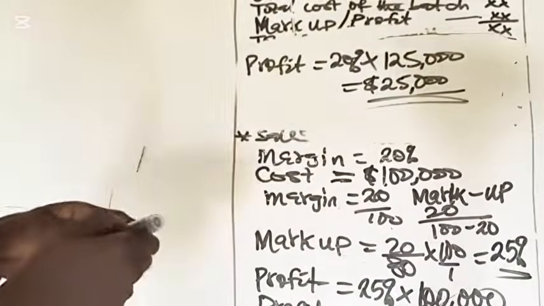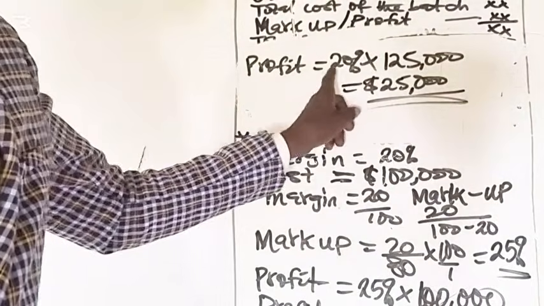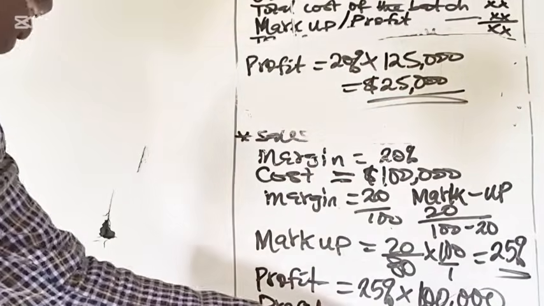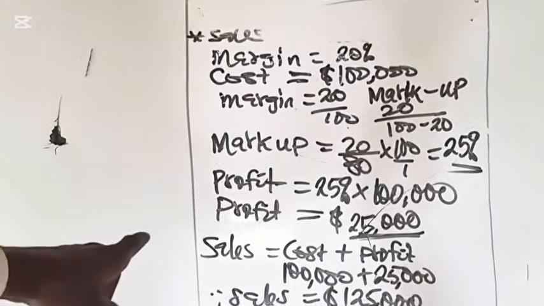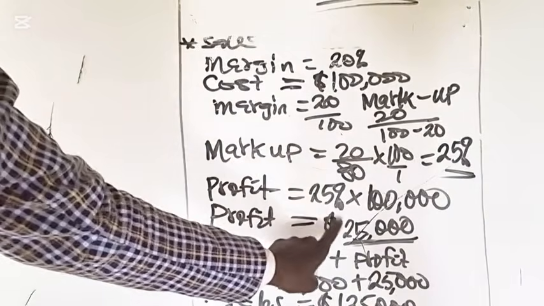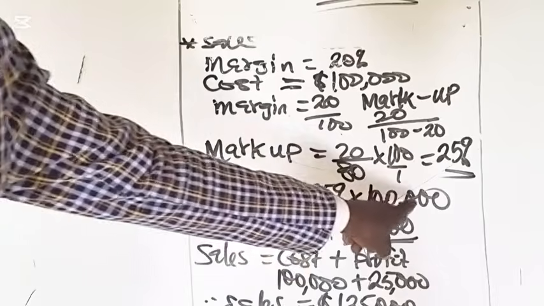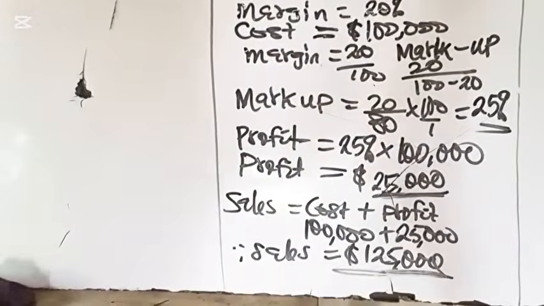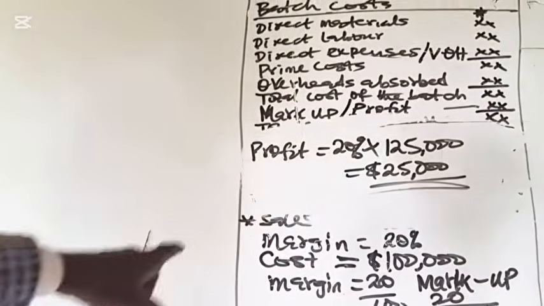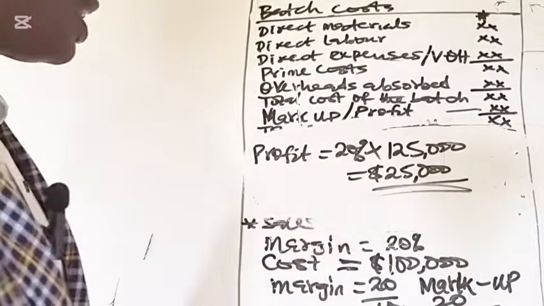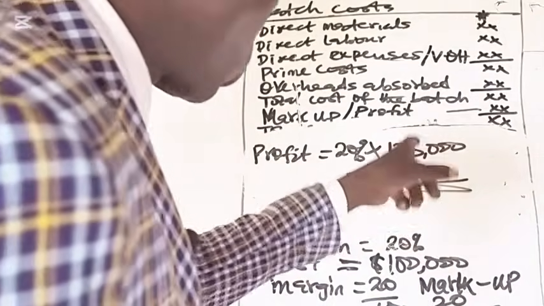You see that now that you have obtained the sales value, you were able to apply the margin directly on the sales value to get the profit, which was the same as the profit obtained when we converted from margin to markup. When we calculated 25% of 100,000, we got 25,000. When we calculated 20%, which is the margin, on the sales value of 125,000, we equally got the same answer, 25,000.